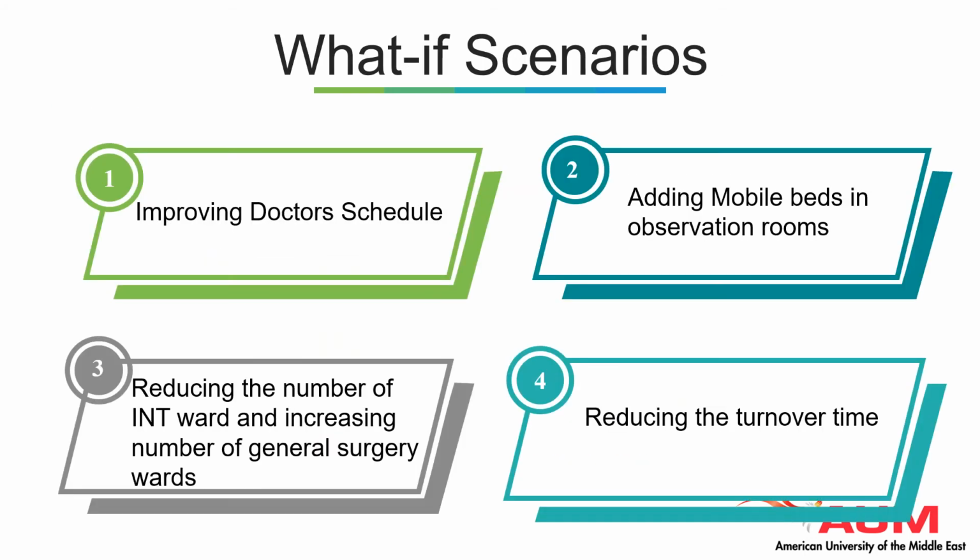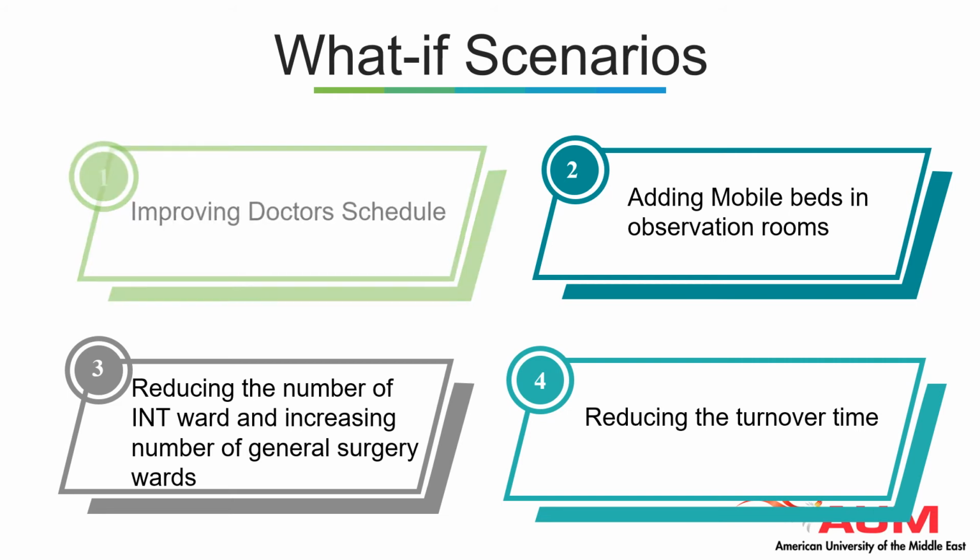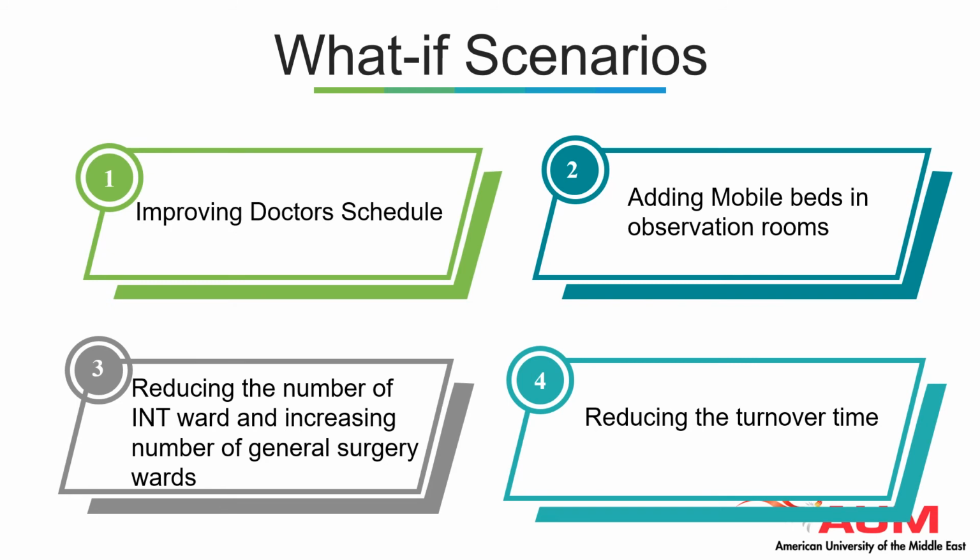Then, after finding the OptiQuest results, we came up with 4 possible scenarios as shown in this slide. The first scenario is improving doctor schedules. Second, adding mobile beds in the observation rooms. Third, reducing the number of internal wards and increasing the number of general surgery wards. Fourth, reducing the turnover time.